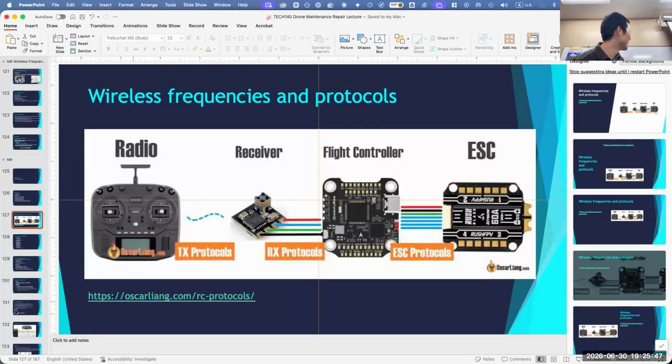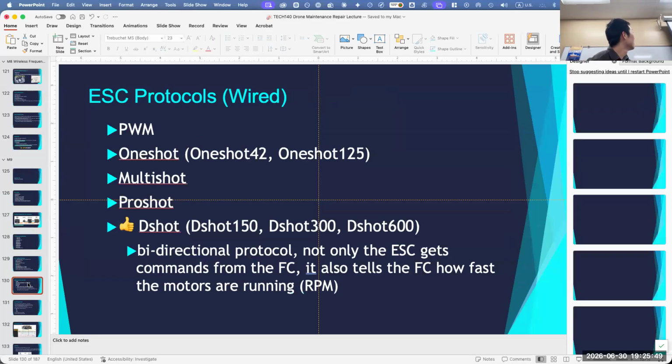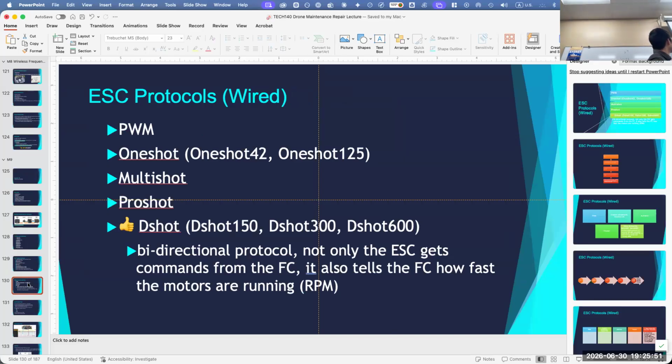Oh no, I know, another protocol. Okay, these are the different ESC protocols. And the one that we're going to be using is DShot, and they have different versions of it. We will see this later when we get to the programming and configuration part of the software.